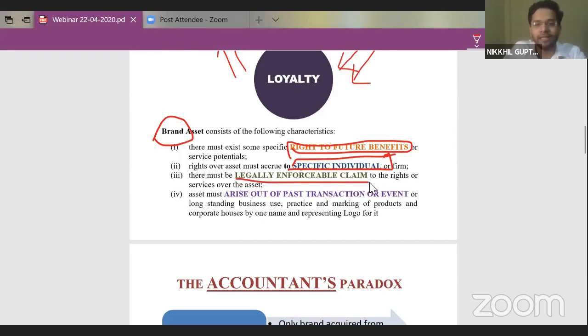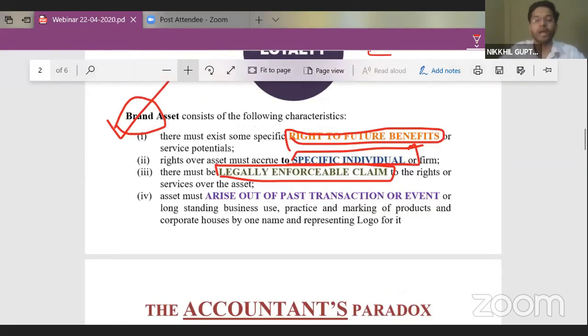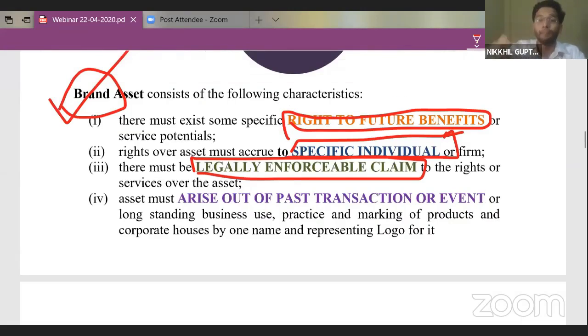Then there must be a legally enforceable claim. Guys, this is a must for accruing your brand assets and valuing your brand. You should have some legally enforceable claim, which means that you should be able to enforce your right on your brand, and you should be able to ask anyone who uses your right illegally to give you compensation or give you some money against the benefits which they have derived illegally. So you should have a legal right on that particular brand. Only then will I be able to recognize the brand as an asset.